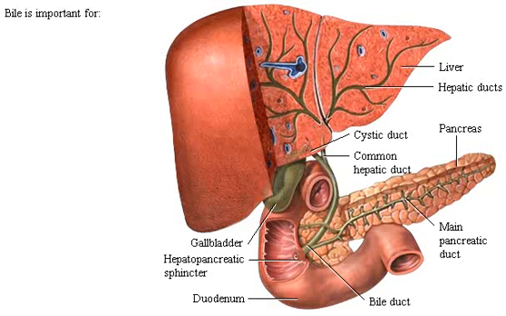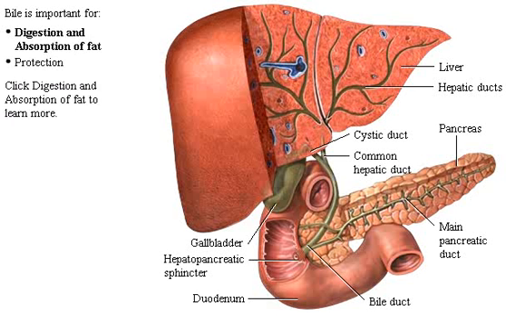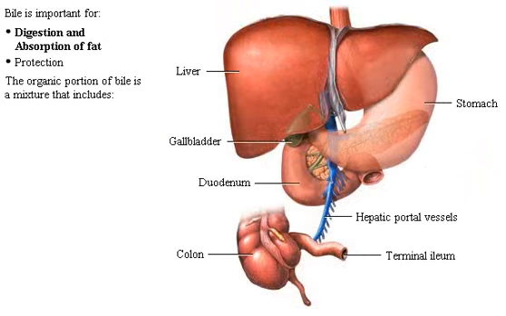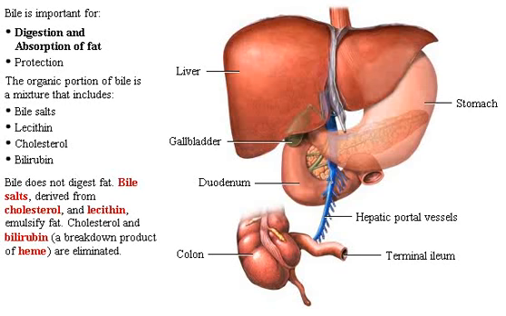Bile is important for digestion and absorption of fat, and protection. Click digestion and absorption of fat to learn more. The organic portion of bile is a mixture that includes bile salts, lecithin, cholesterol, and bilirubin. Bile does not digest fat.